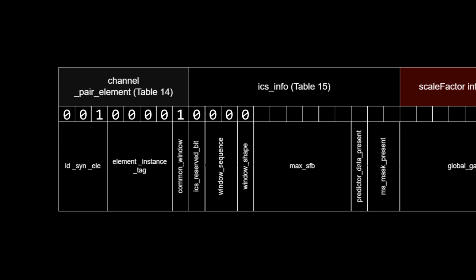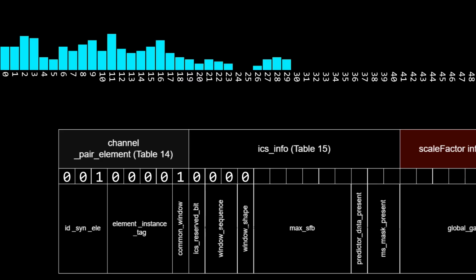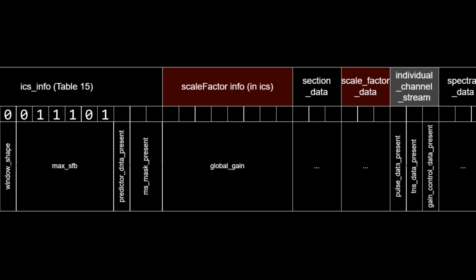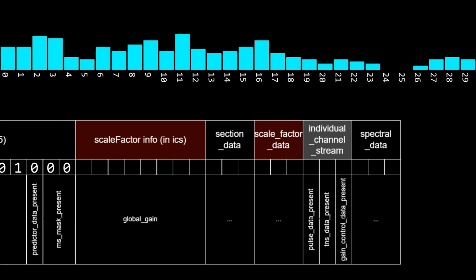Then, write 00 to indicate we're using 1024 coefficients, and a 0 to indicate we're using sine to fade our frames. Next, we'll find the index of the last band that has a non-zero scale factor value. This will be our maximum scale factor band, and we don't have to encode any bands after it. Write this number using 6 bits. Finally, write a 0 to indicate we aren't using prediction, and a 00 to indicate we aren't using the mid-side mask.